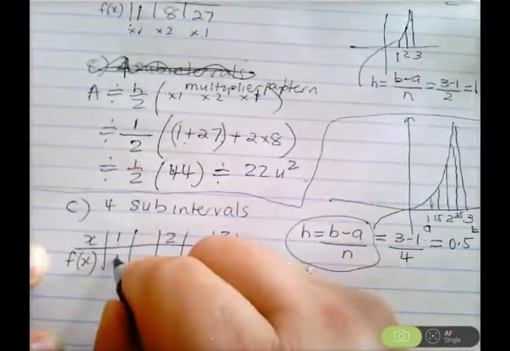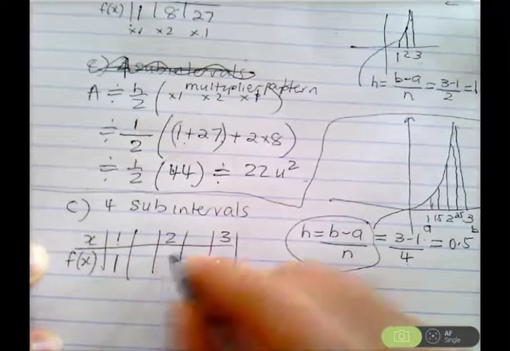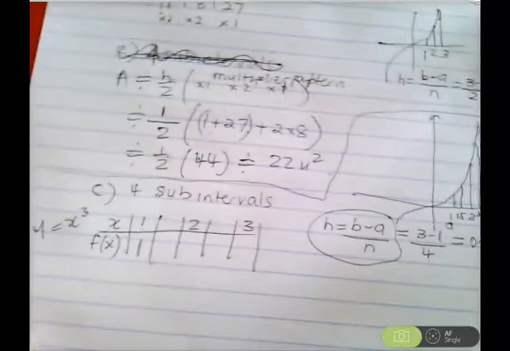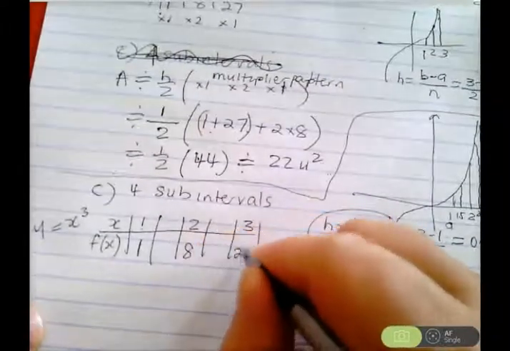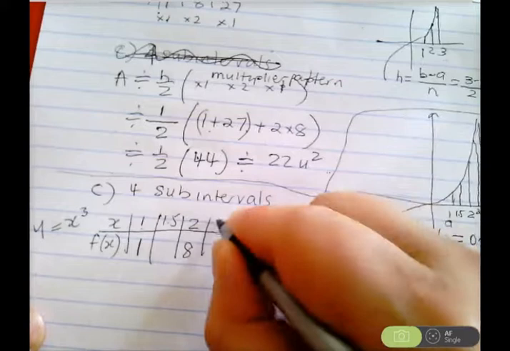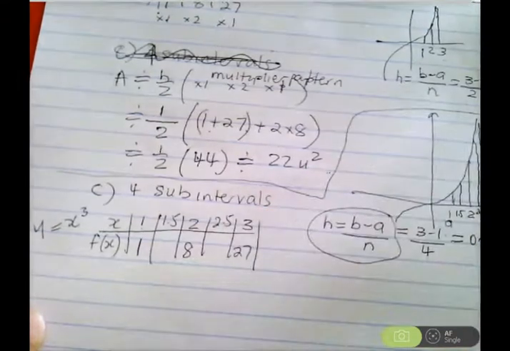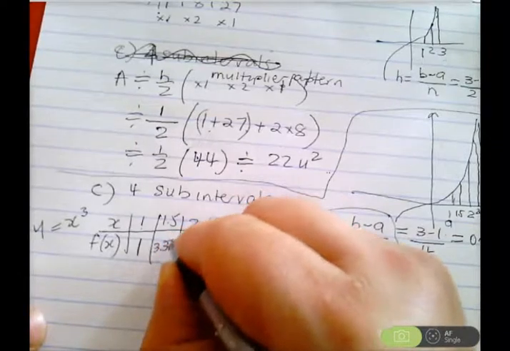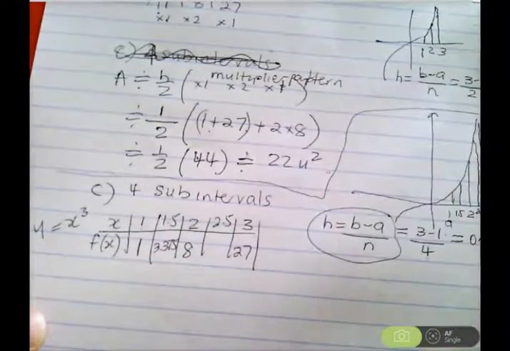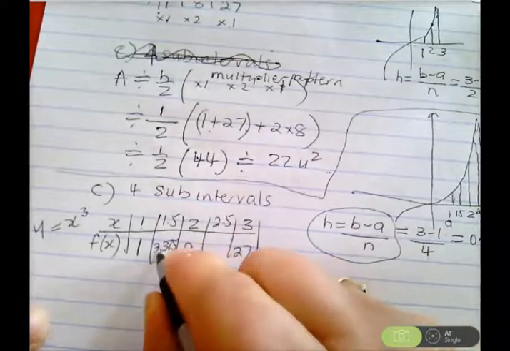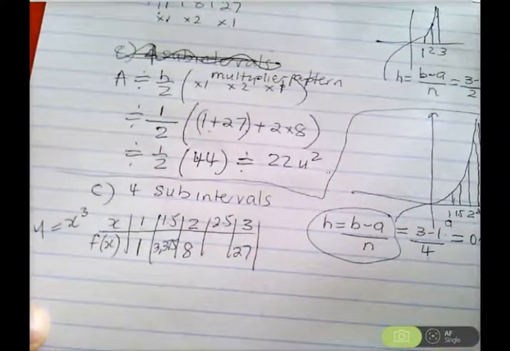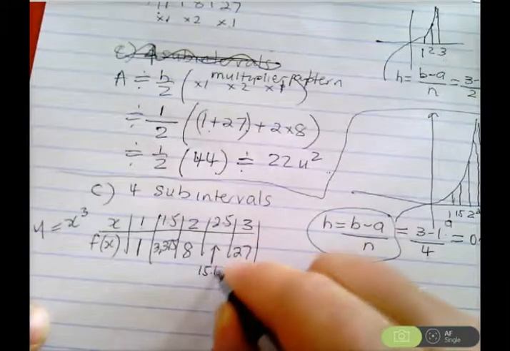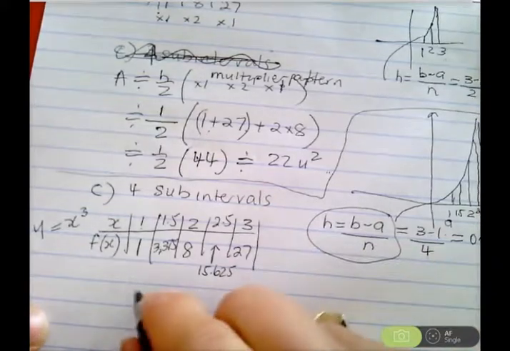So can we please work out the values? We've got 1 for this from before. This is y equals x cubed, remember. This is 8. That's 27. I need values for 1.5 and 2.5. 1.5 cubed is 3.375. You can do it as a fraction if you want. 2.5 cubed is 15.625. So what's the multiplier pattern?